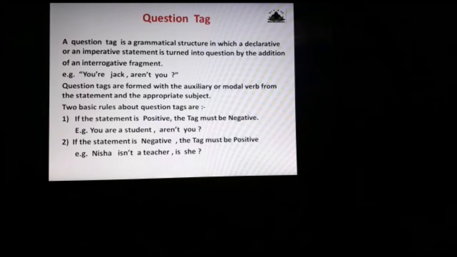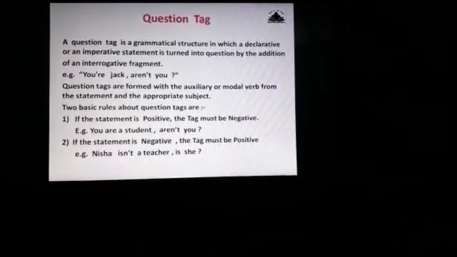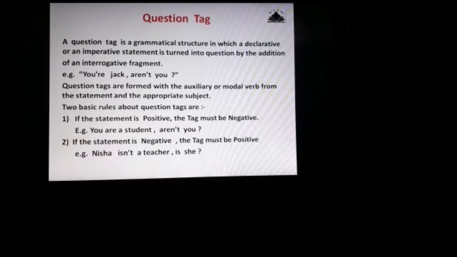Now, basic rules about question tags. Simplest one, but very important to remember. First one: if the statement is positive, the tag must be negative. Example, you are a student. The statement ends here. You are a student, and it is a positive statement. Aren't you? It is a tag and it is negative. Second one: if the statement is negative, then the tag must be positive. Example, Nisha isn't a teacher. That's a statement. Isn't is an abbreviation for is not. So it's a negative statement and so the tag is positive, which is, is she.